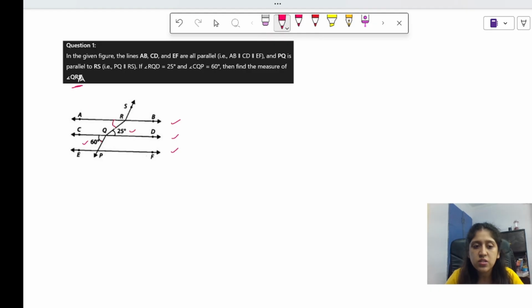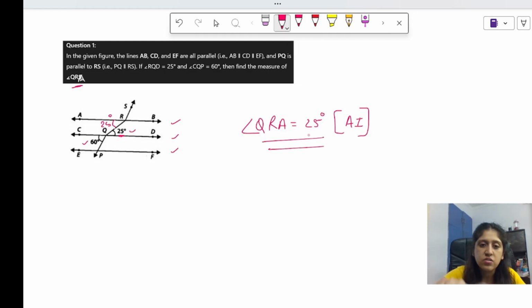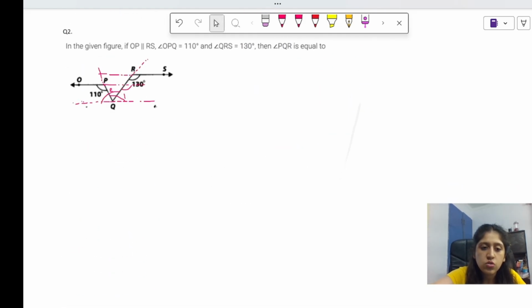QRA निकालना है. So this is the angle what you have to find. So I hope you can see that angle QRA and angle 25 degree, they are alternate interior angles. So this is 25 degree. I hope I am clear. Angle QRA is equal to 25 degree because of alternate interior. Alright. So these are alternate interior angles, and alternate interior angles are always equal. Okay. So this concept is also clear.